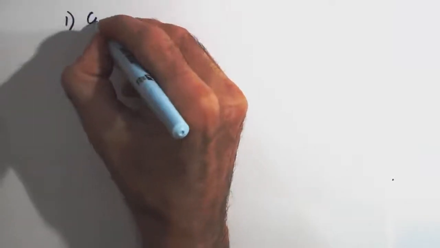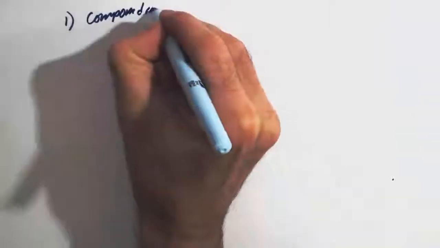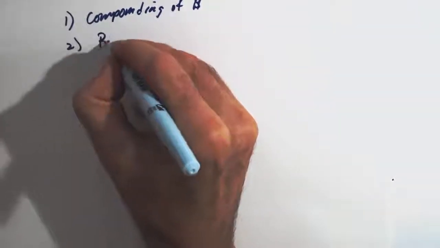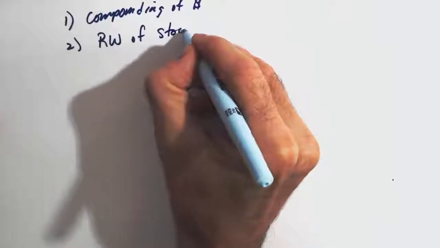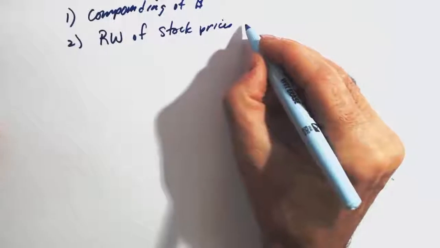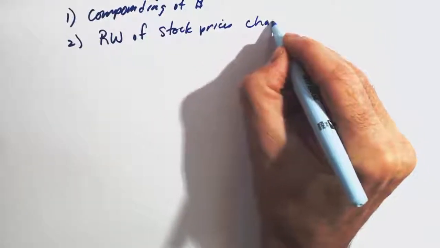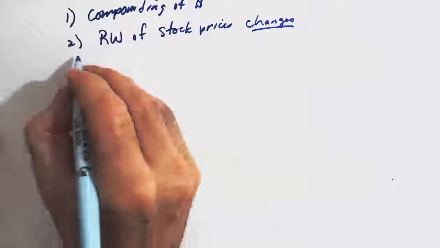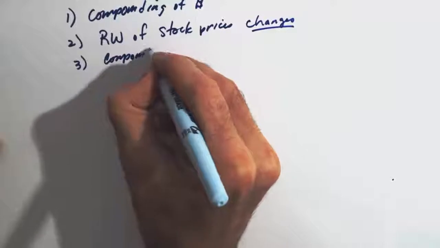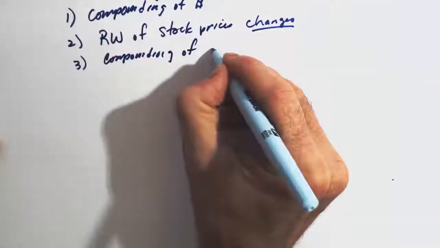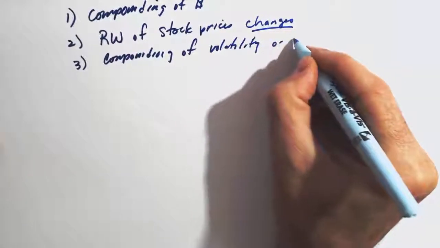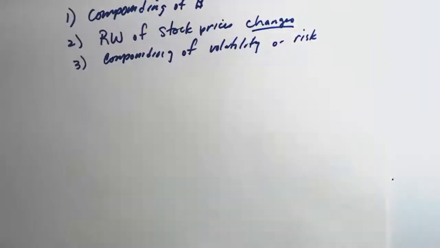So one is compounding of money. The second thing we want to look at here is the random walk of stock prices, or some people would say, to be a little more precise, stock price changes, and I'll talk about that when we get to it. And three is the compounding of volatility. Or in other words, risk, the compounding of volatility or risk.